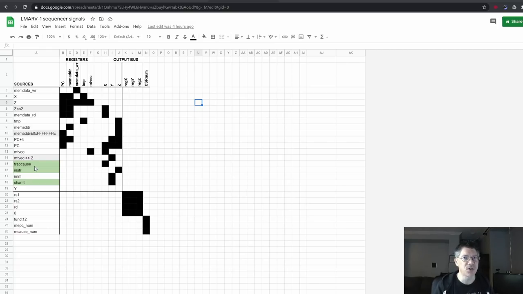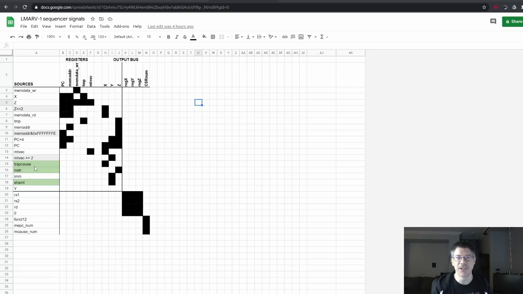So the trap cause and the instruction really are only used when there's a trap. There's no other reason to use them. And they only go to one place. So strictly speaking, we may not even need those as 32-bit inputs.